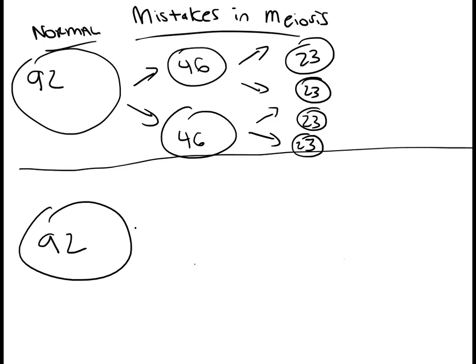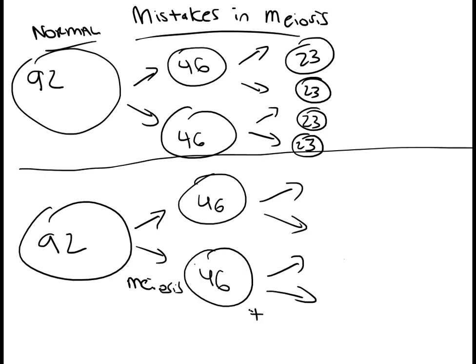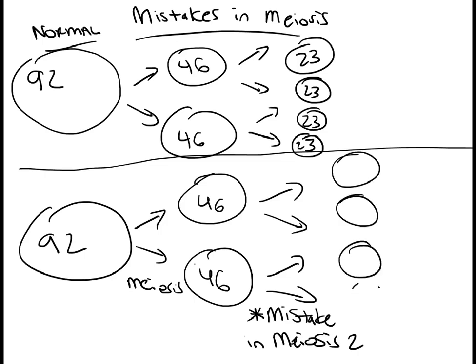Now let's look at a different scenario. Let's say this time there's a mistake in meiosis 2. So meiosis 1 carries out like normal. These 2 are going to have 46. But let's say now the mistake happens in this second division. So this time, again, we're going to end up with 4 daughter cells. But let's say this parent cell divides improperly. One of the cells gets 24 chromosomes, the other gets 22. But let's say this bottom one doesn't have a problem. It divides like normal, and each one of these gets 23.